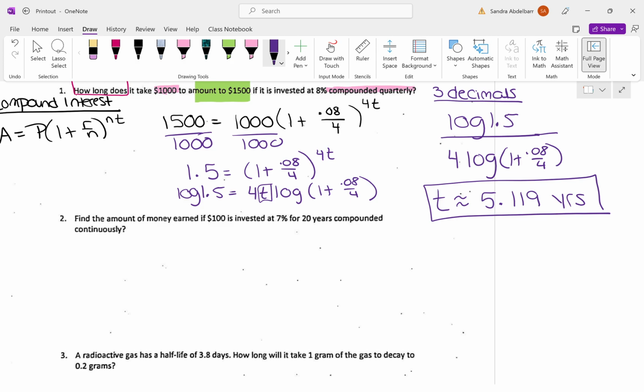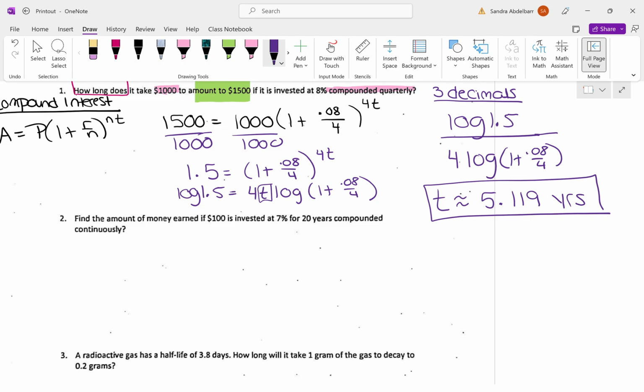I'm trying to think if I throw any curveballs in. I think I'm pretty straightforward in everything. All right, find the amount of money earned if $100 is invested at 7% for 20 years, compounded continuously. Do you see what I mean when I say it's very obvious which formula to use? I'm not really trying to trick you at all.